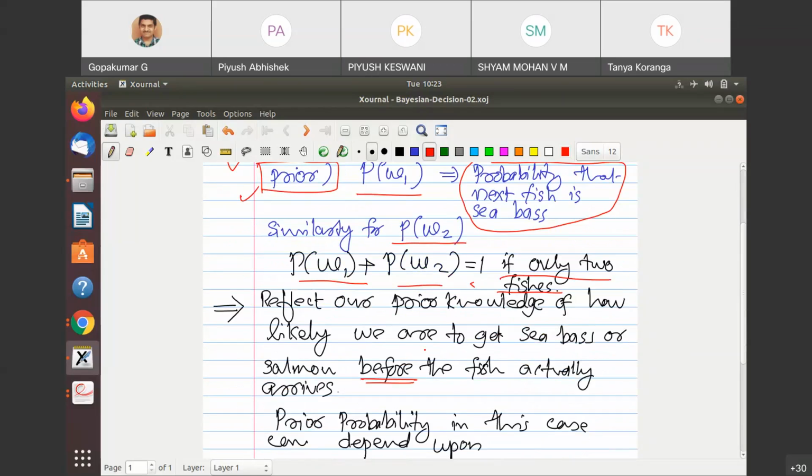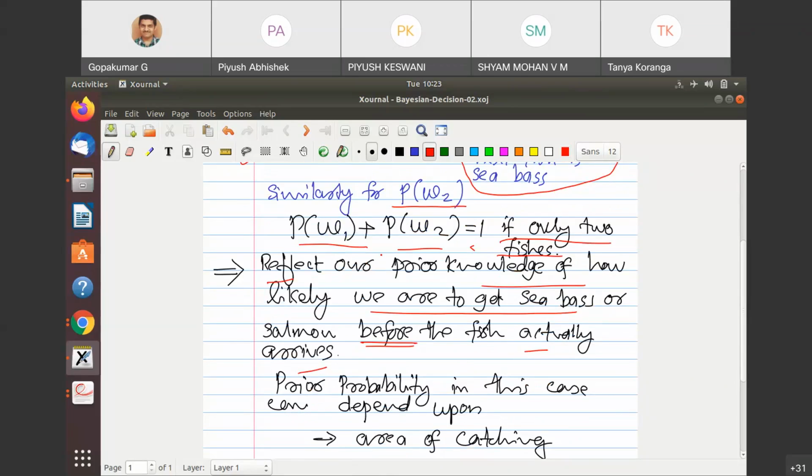It reflects our prior knowledge of how likely we are to get a sea bass or a salmon before the fish actually arrives. That is an important point. Our aim is that a fish will arrive on the conveyor belt, and then we have to predict, or classify. That is our ultimate goal. But before the fish arrives, what knowledge is with you? One such piece of information is the prior probability.